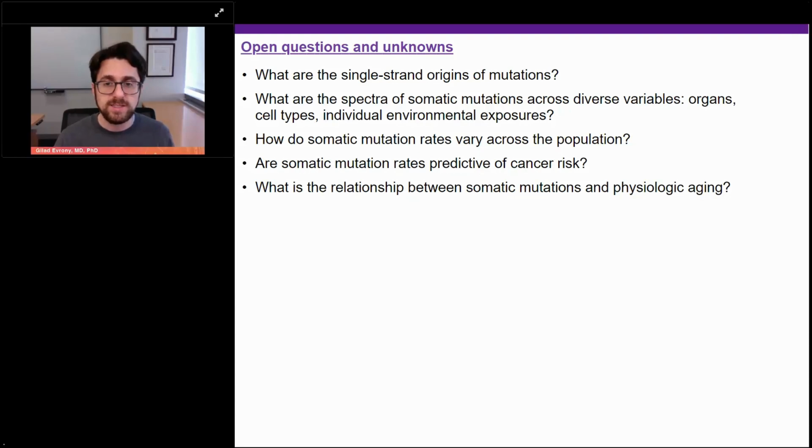We'd also ideally like to study this process across many variables, different organs, more than just those that have been examined so far, different cell types may have different aging-related somatic mutation rates and patterns. We'd like to understand the influence of the environment and exposures on somatic mutation rates as we age. We'd like to know whether these may vary across individuals in the population. Are they predictive of cancer risk?